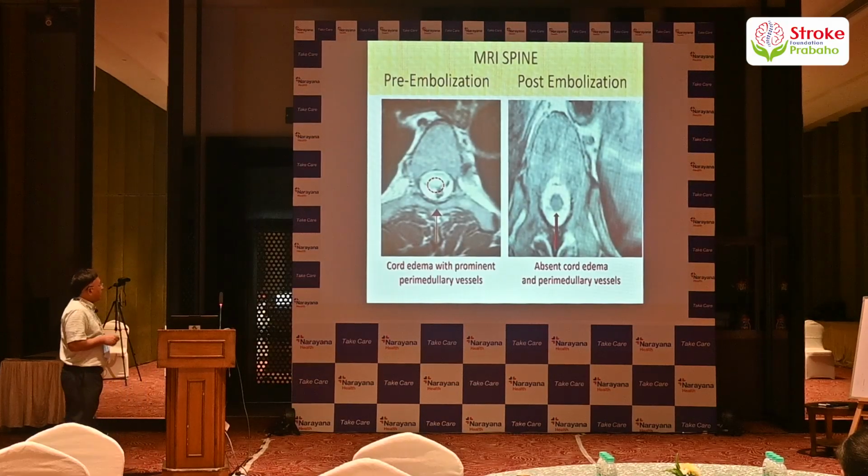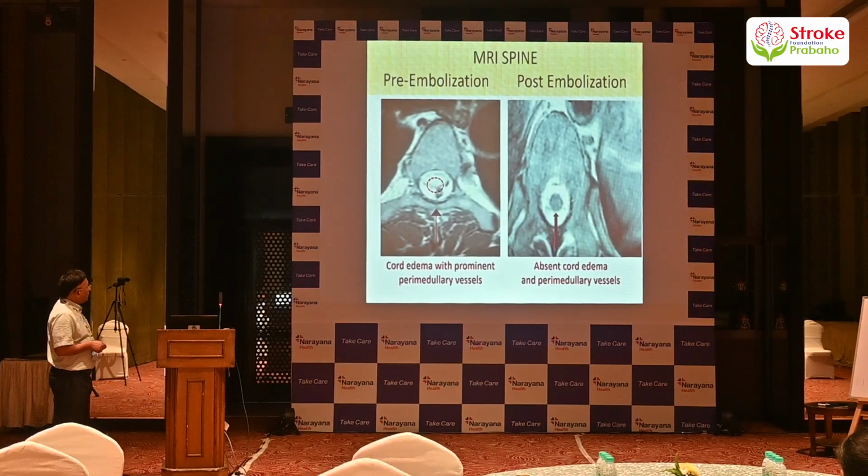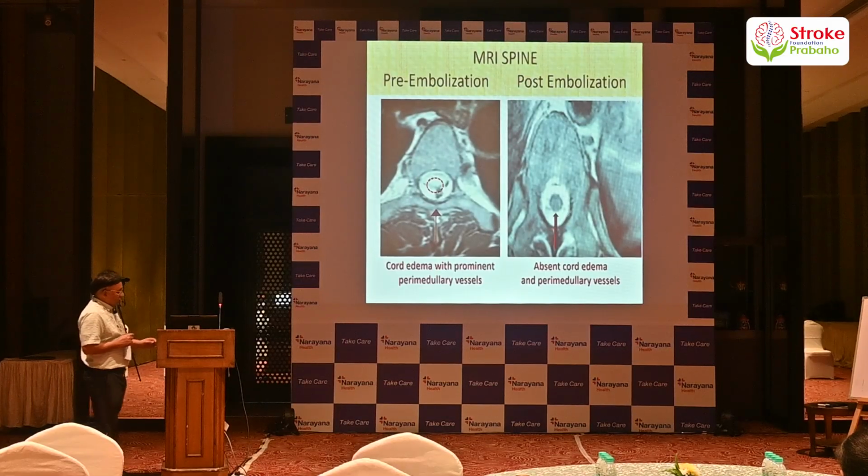This is pre and post MRI. So you can find there is a lot of cord edema here. Now the cord edema has subsided. This was the prominent perimedullary vessel, which now completely disappears.